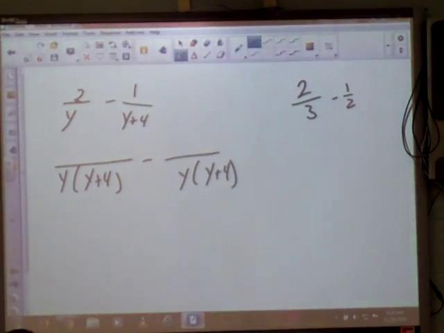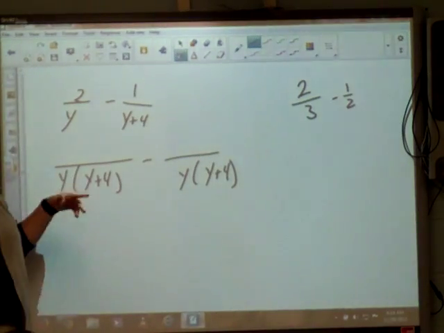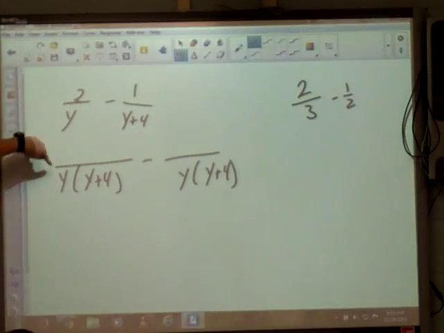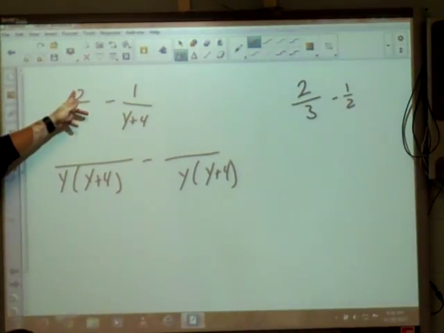Now you could distribute that y out, but I don't like to, and that's just my personal preference. The reason I don't like to distribute it is because when I've got it written in pieces, I can see which piece it already has, so I know what to give to it. You know what I mean? Alright, so on this 2, it already had the y, so it's the y plus 4 that I have to distribute the 2 to. Right?